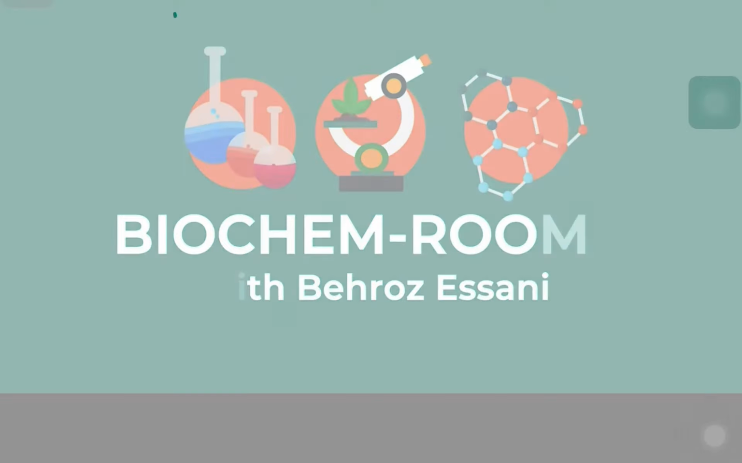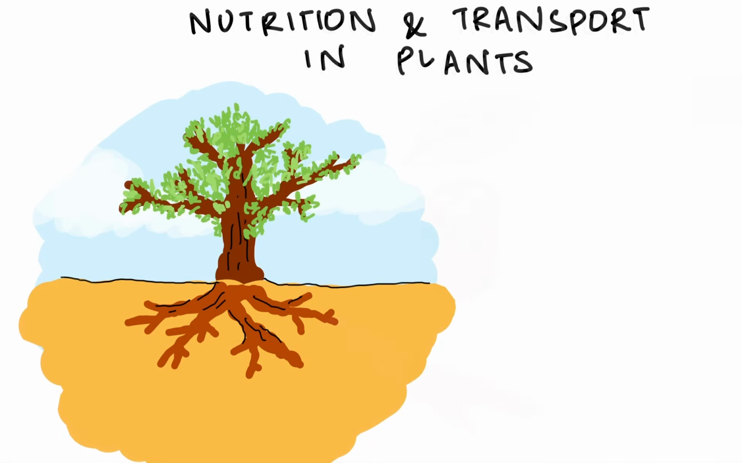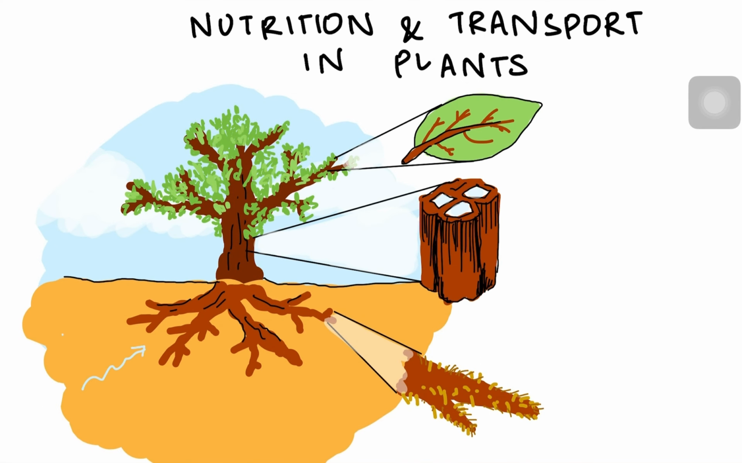Hey everyone, welcome back. So today we are talking about a chapter of O-level biology, which is nutrition and transport in plants. It's a very vital chapter and I'm combining the ideas of nutrition and transport because a lot of ideas are overlapping really. So for an overview, imagine a plant with its roots, its stem and leaves.